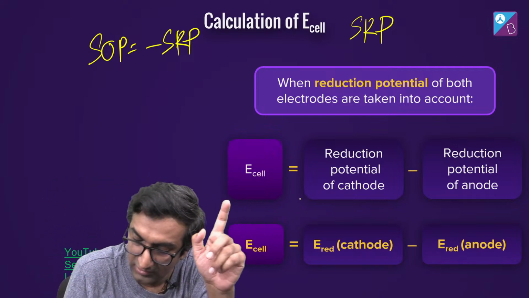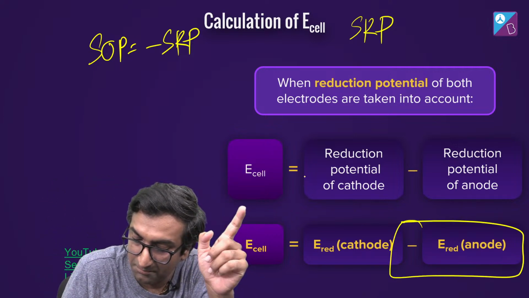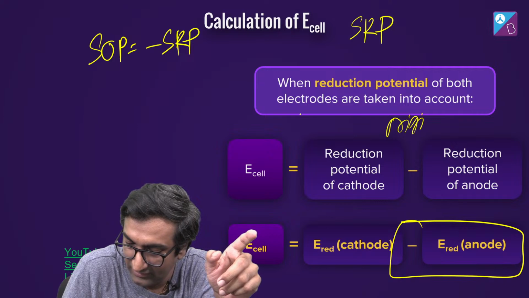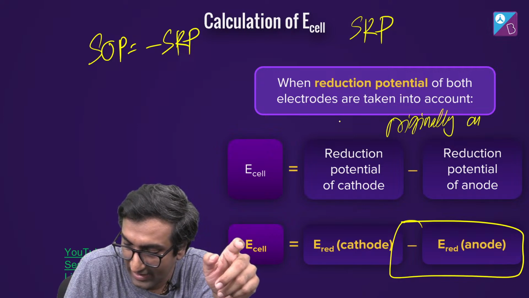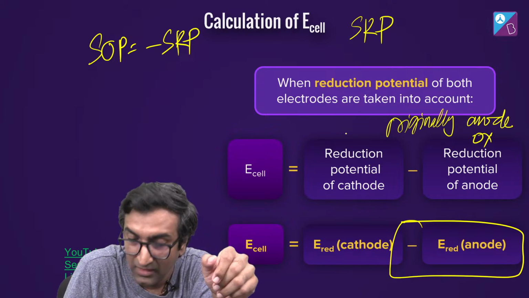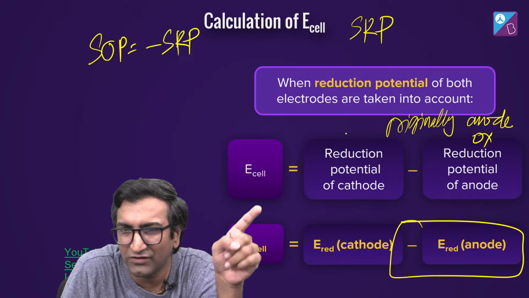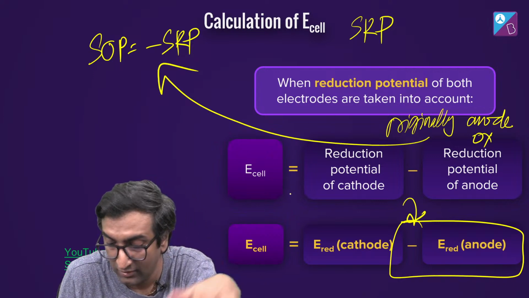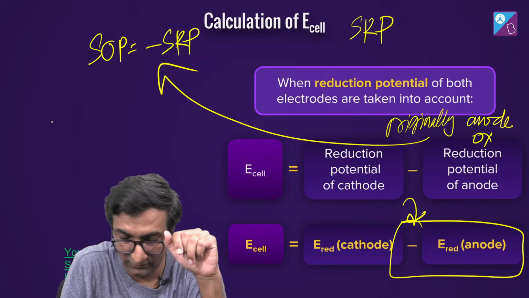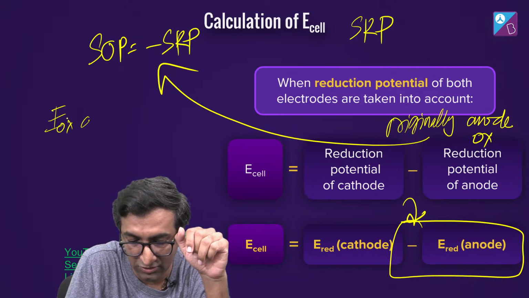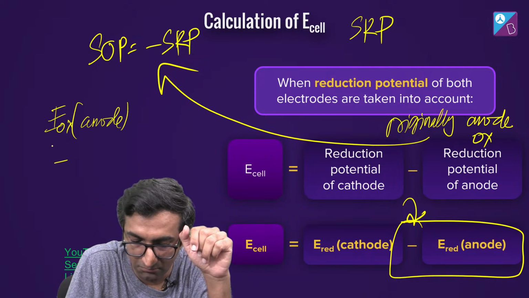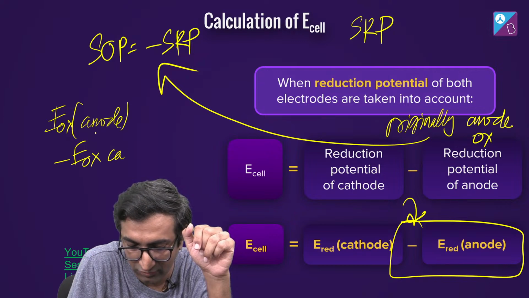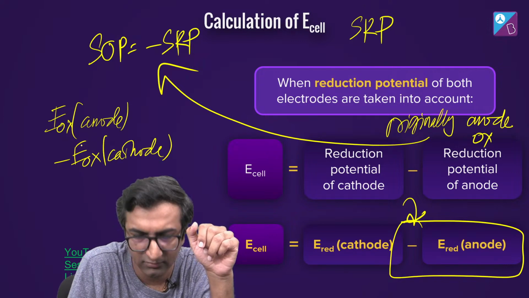This is important. This negative sign comes into the picture because originally at the anode oxidation takes place, but I want to know its reduction potential. Simple, I will use this negative sign, hence there's a negative sign over here. I could also write it like this: E naught oxidation of anode minus E naught oxidation of cathode. It's the same thing. You see?